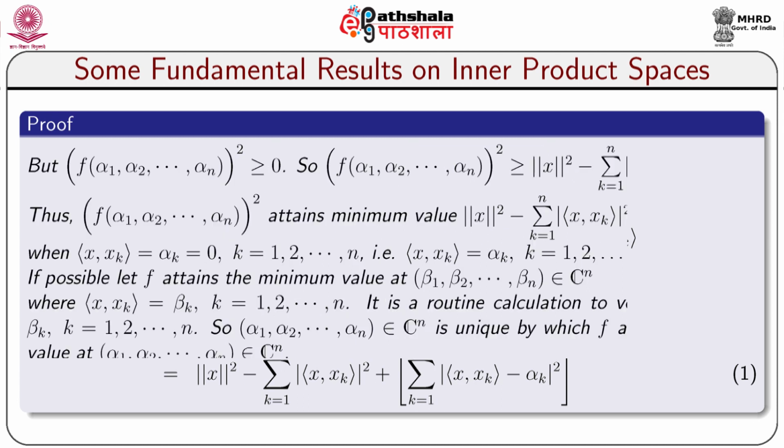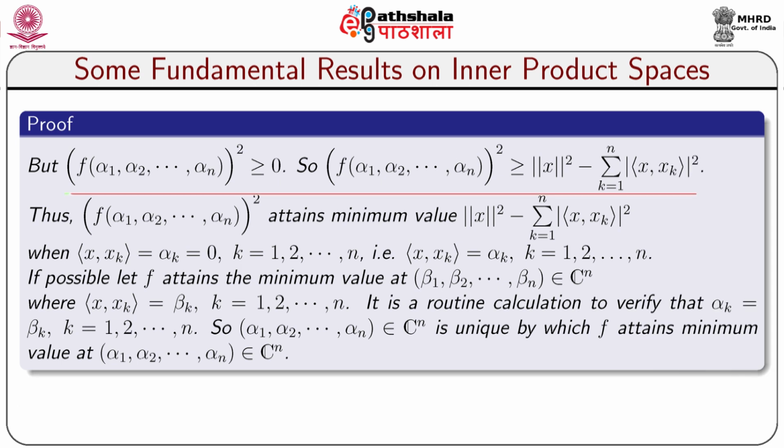But f of alpha 1, alpha 2, alpha n whole square is always greater than or equal to 0. So, f of alpha 1, alpha 2, dot dot alpha n whole square is greater than or equal to norm of x square minus sigma k equal to 1 to n modulus of inner product x comma xk whole square. Thus, f of alpha 1, alpha 2, dot dot alpha n whole square attains its minimum value whenever inner product x comma xk is equal to alpha k for k equal to 1 up to n, and so on.